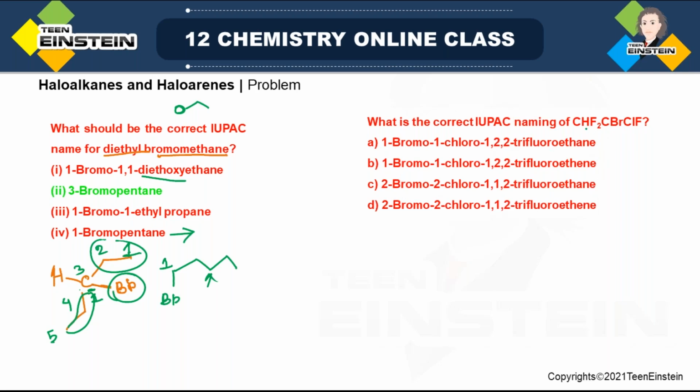What is the correct IUPAC naming for the molecule CHF2CBrClF? So how many carbons are there? You have only 2 carbons: 1, 2. So it is better you first write the structure. The first carbon is attached to 2 fluorines and 1 hydrogen, and the second carbon is attached to 1 bromine, 1 chlorine, and 1 fluorine.